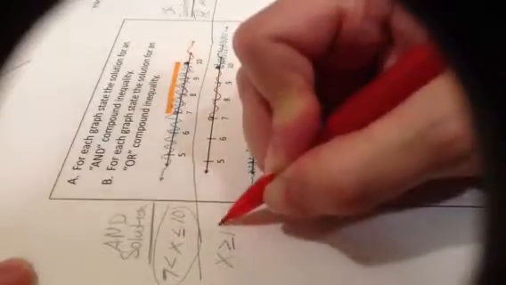Okay, second problem. So all of that so far was this first picture. Okay, second picture. The and solution is where the two graphs overlap. So we can see that they are overlapping from 10 up. So my and solution would be x is greater than or equal to 10.